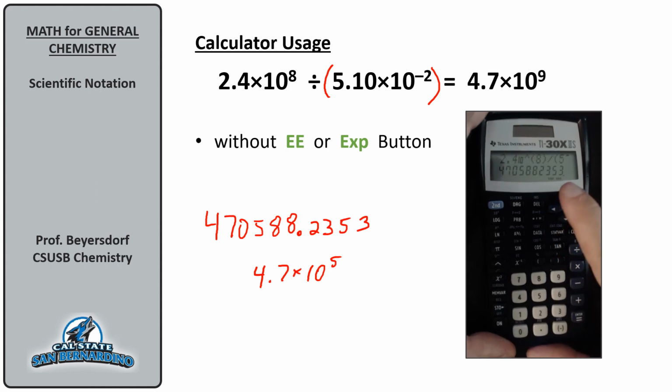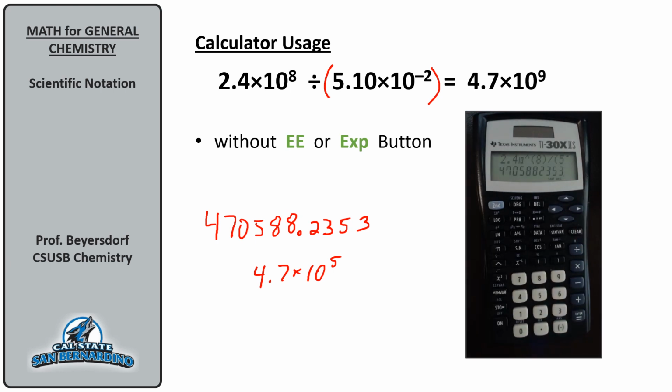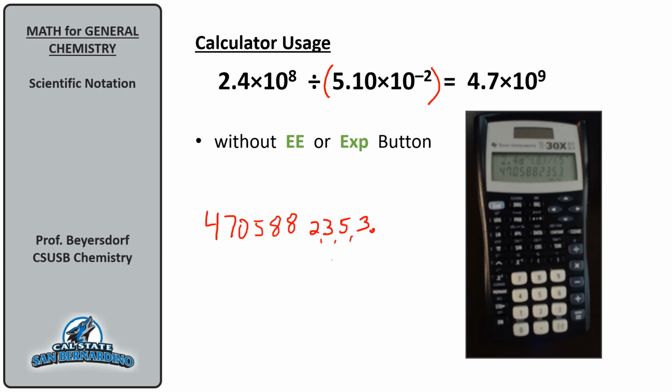Now, notice that period is now over here, right? So it's 470,588,2353. So here, I move it 1, 2, 3, 4, 5, 6, 7, 8, 9 places. So I'd get 4.7 times 10 to the 9th. So in this case, it works, but I had to use those parentheses, right? It's on the screen right here, right? That parentheses, and then I had to close it, okay? Your calculator may be different. You just have to try it out.